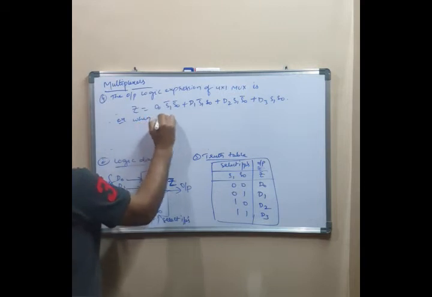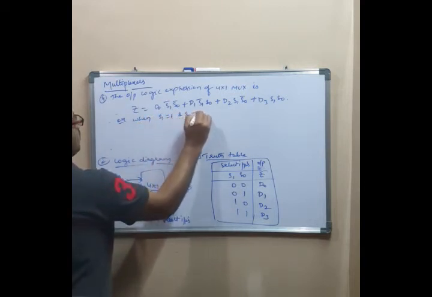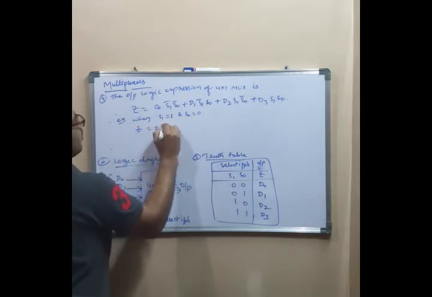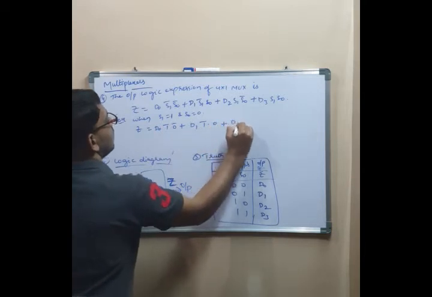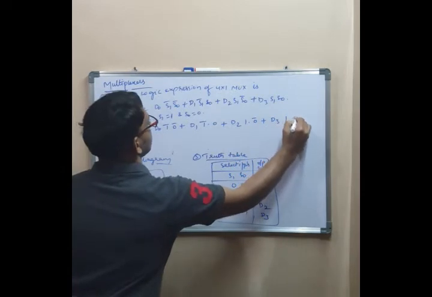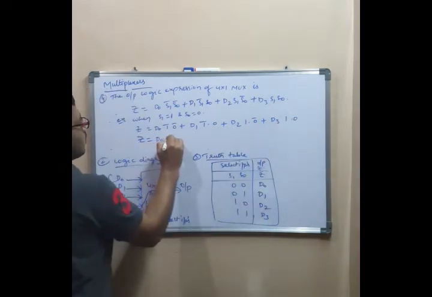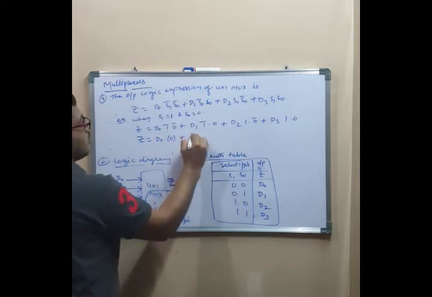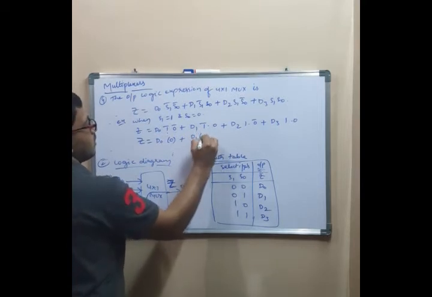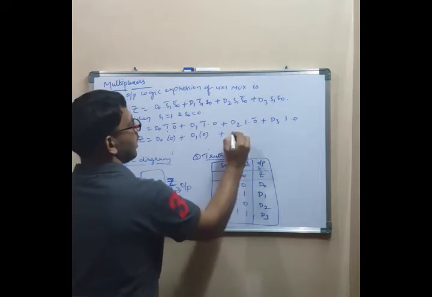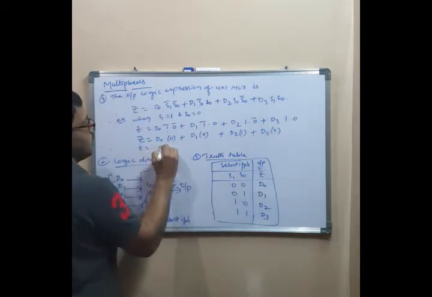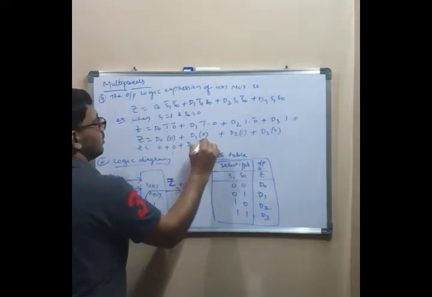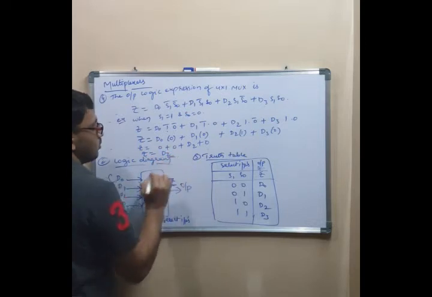Example: when S1 is equal to 1 and S0 is equal to 0, Z is equal to D0 into 1 bar 0 bar plus D1 into 1 bar 0 plus D2 into 1 0 bar plus D3 into 1 0. 1 bar will be 0, 0 bar will be 1. So 0 into anything will be 0, D1 into 1 bar is 0, 0 into 0 will be 0, plus D2, 1 into 0 bar is 1, plus D3 into 0. So finally, Z is equal to 0 plus 0 plus D2 plus 0. Z is equal to D2, right?